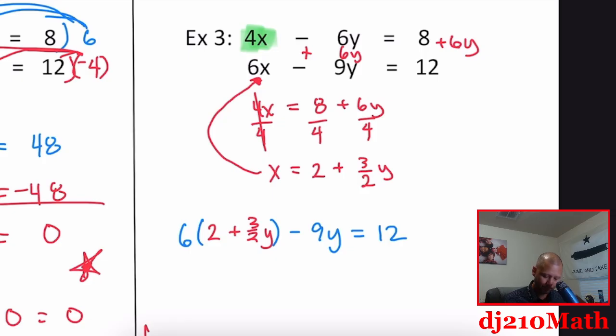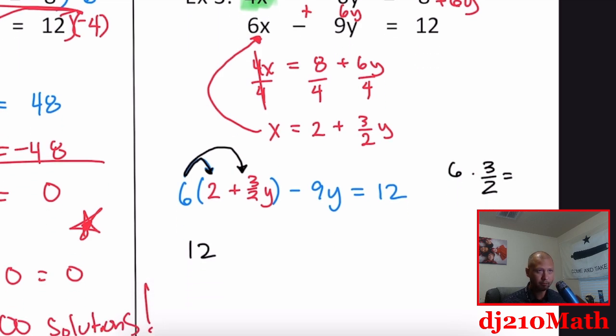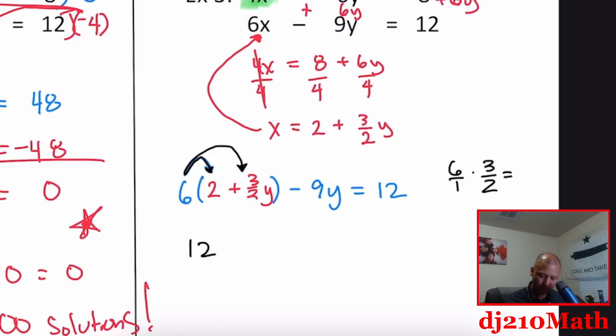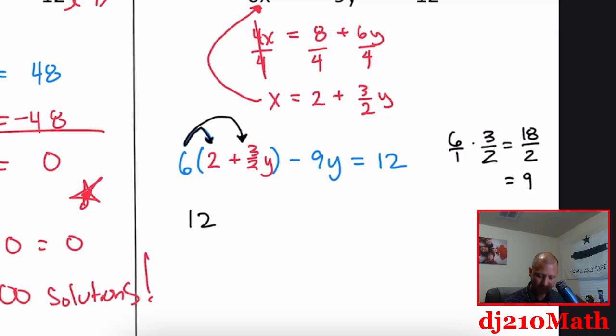Let's do this. So we distribute. 6 times 2, 12. Okay, 6 times 3 halves. All right, we can do some side work if we can't do it mentally. So 6 times 3 halves. All whole numbers are over 1. 6 times 3 is 18. 2 times 1 is 2. 18 divided by 2, we should know that this is 9. So plus 9y. Minus 9y, that's convenient, equals 12.